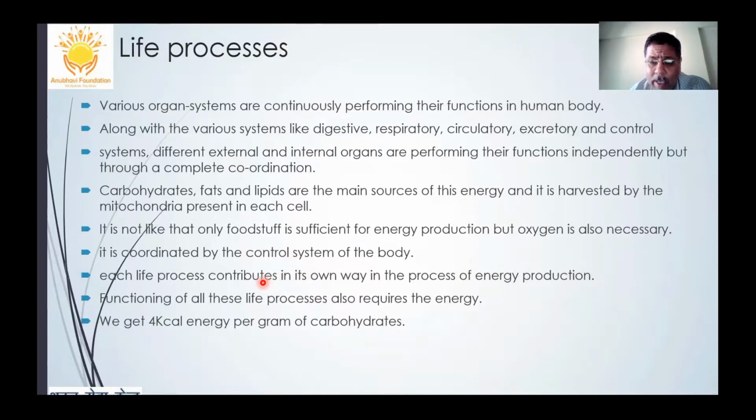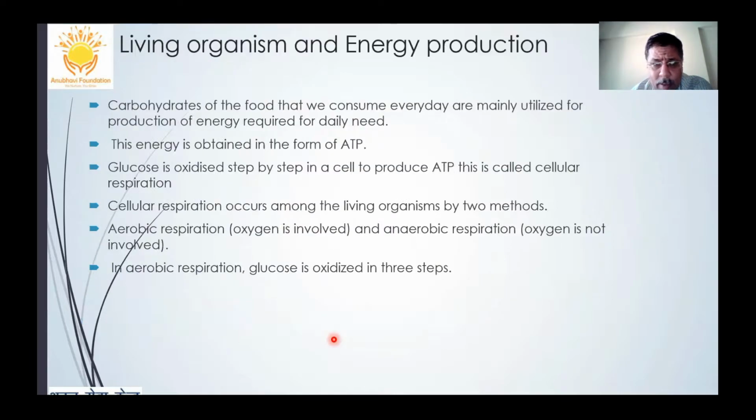How much energy are we getting from carbohydrates, which are the chief source of energy for us? We get 4 kilocalories of energy per gram of carbohydrates. Now, living organisms and energy production. Carbohydrates, the food that we consume every day, are mainly utilized for production of energy. And this energy is obtained in the form of biological energy, that is ATP, adenosine triphosphate.